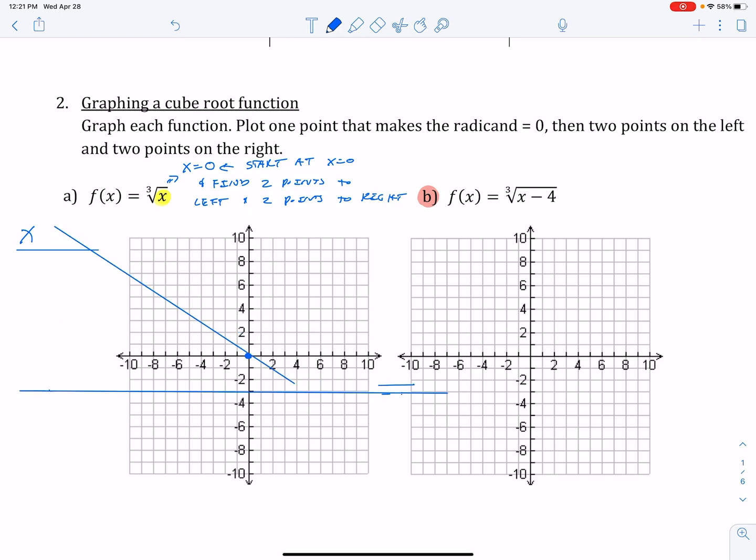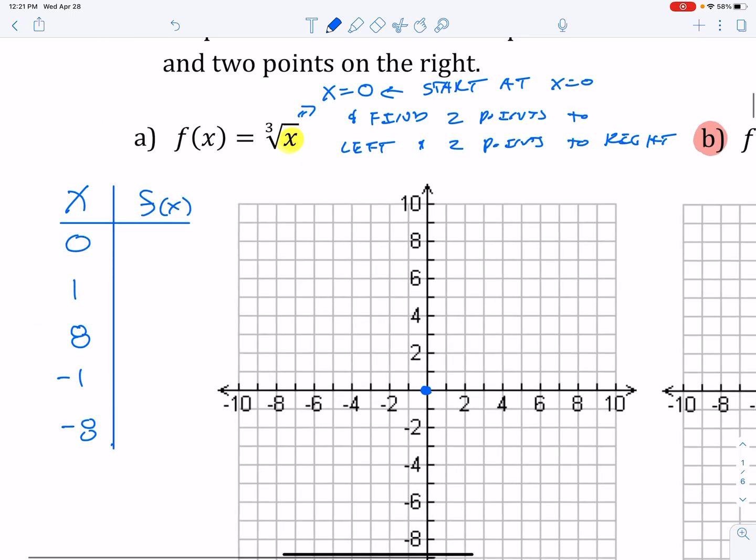And then what I want to do is have my f of x on the top. And on the left-hand side, I'm going to choose two values to the right and 2 values to the left. So 0, 1, 8, negative 1, and then a negative 8. So I start at 0. That was given. So I'm going to plug 0 in for x.